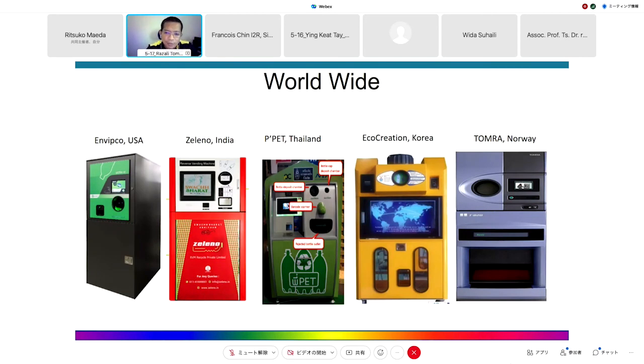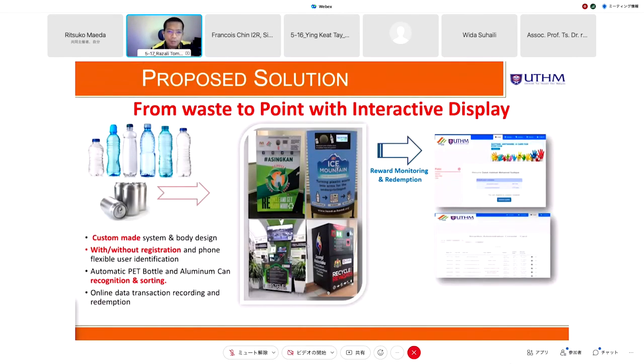Based on what has been developed in Malaysia and worldwide, we propose to develop our own custom-made reverse vending machine. One thing we want to highlight about our machine is that it will be fully custom-made, meaning we develop it based on the requirements of the customer. Whatever shape they want, whatever type of redemption they want to put in the system, and whatever process flow they require, we will develop that.